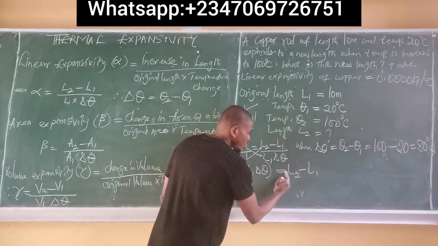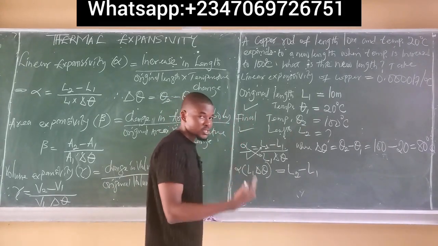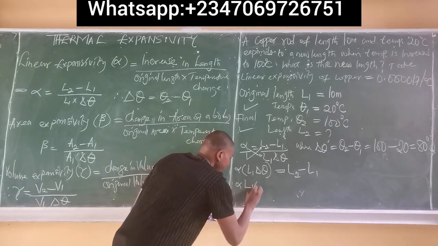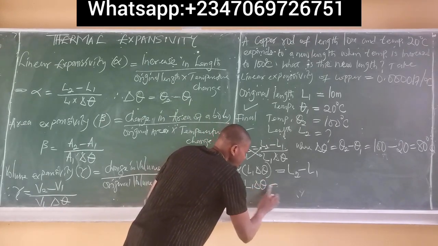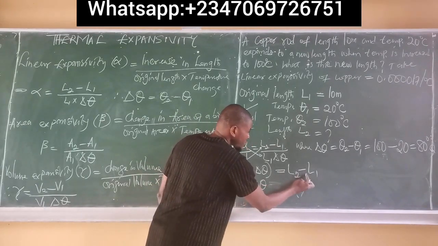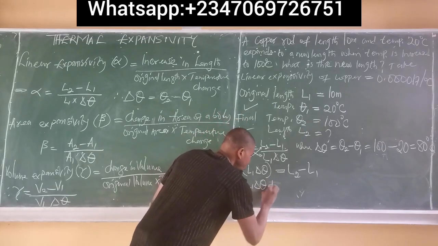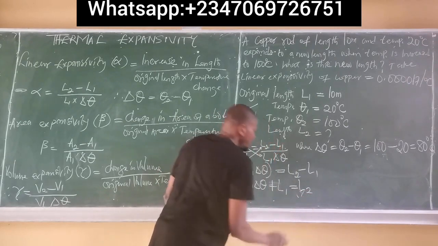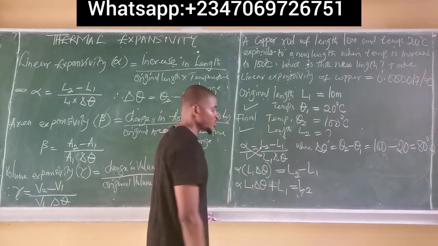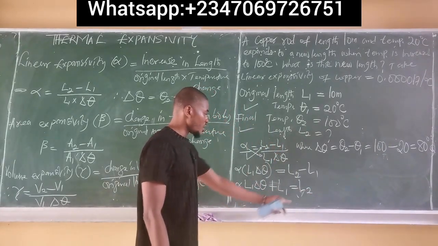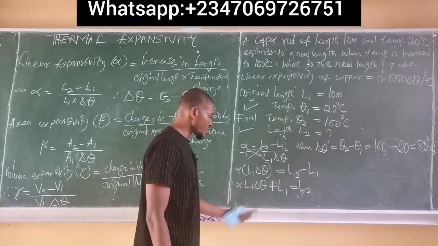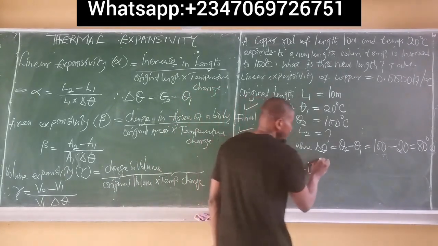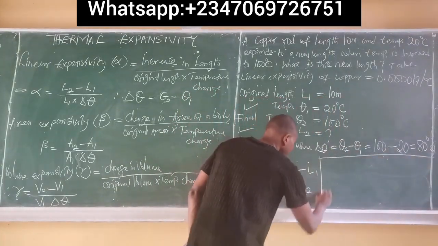Now, negative sign crosses the equal to sign and becomes a positive sign. Therefore, alpha times length 1 times change in theta, if I cross over minus L1, it becomes plus L1, and this is equal to L2, which I am left with on this side of the equation. So this is how to find your second length. Simply, L2 is equal to alpha L1 change in theta plus L1. Okay, so let's put in now our parameters and see.